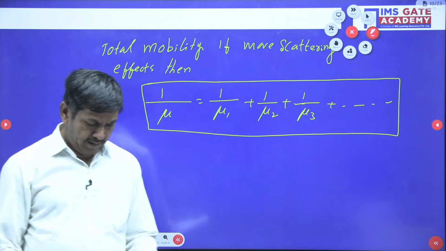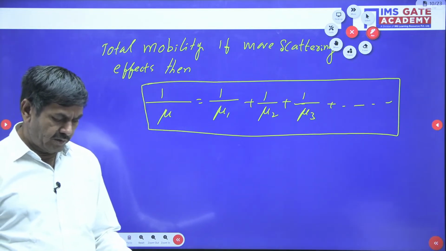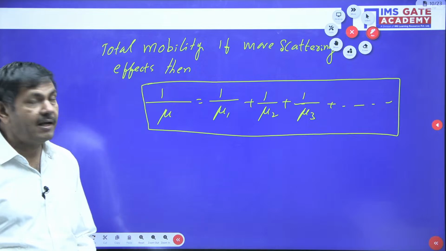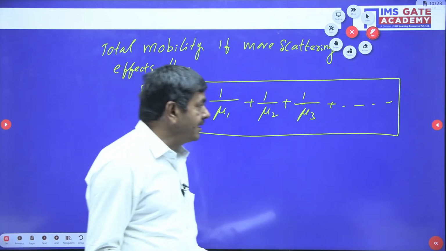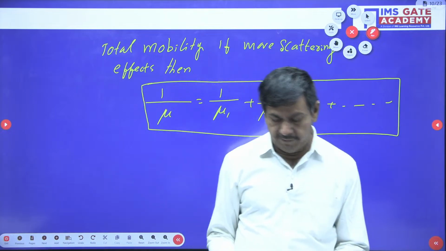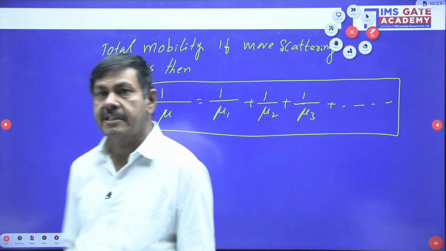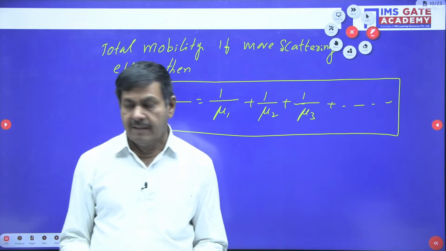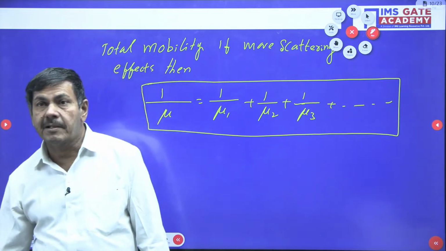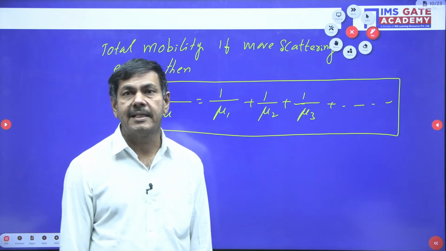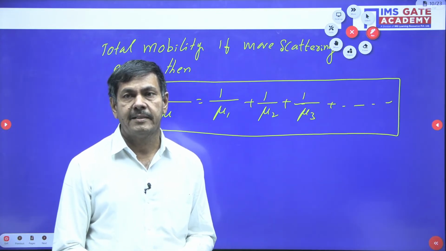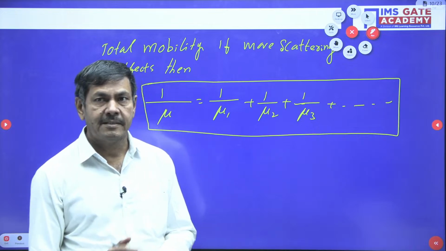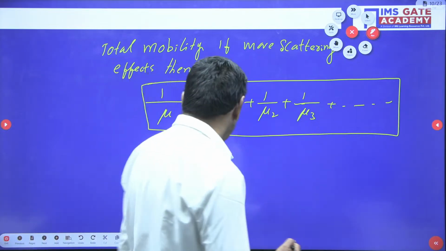Mu 1, mu 2, mu 3 are the mobilities due to different scatterings, as I just explained. These formulas are also very important. You will see the problems later on. But I said already, how do we find the current density in the semiconducting material, and how do we find the conductivity? These are discussed here.